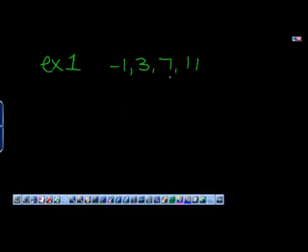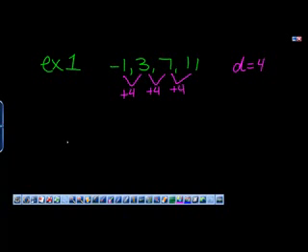Let's take a look at this example. -1, 3, 7, and 11. First thing we must do is find the common difference. What number must we add or subtract to each term to get the next? To go from -1 to 3, we must add 4. To go from 3 to 7, again adding 4, and again check from 7 to 11, we add 4. So our common difference, D, is 4. What if I want to know the fifth term? We should expect the fifth term, adding 4, to be 15.